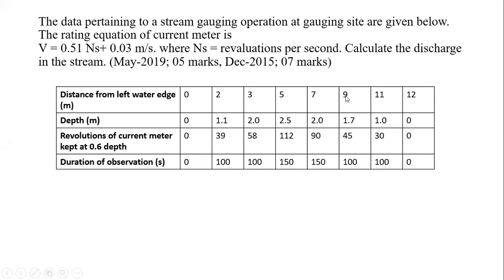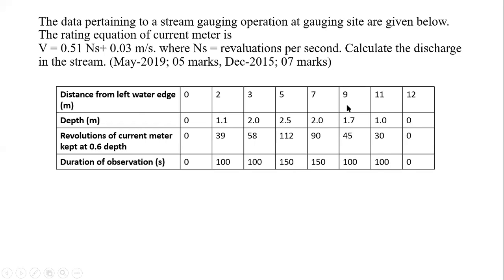Then for a 9 meter distance from the left water edge, the water depth was 1.7. Now here onwards we are finding that depth is going on decreasing. It means that the 2.5 is the center point of the river. So from the center point towards the right hand side, the depth is going to decrease. So 2.5 is the maximum depth at 5 meters from the left water edge.